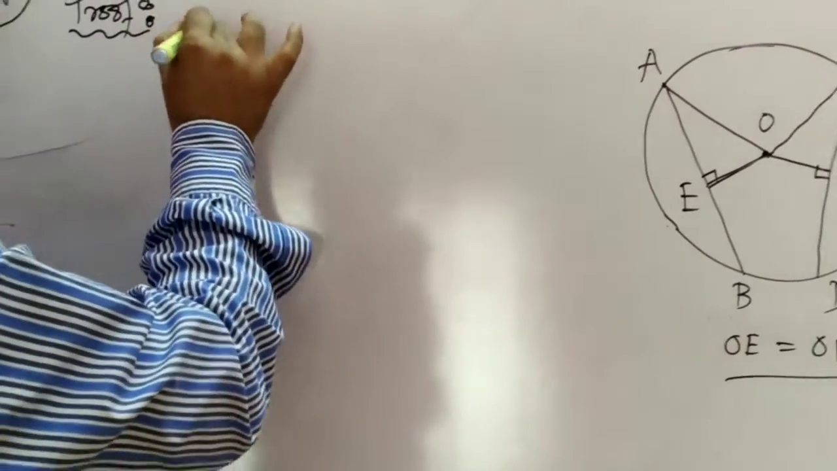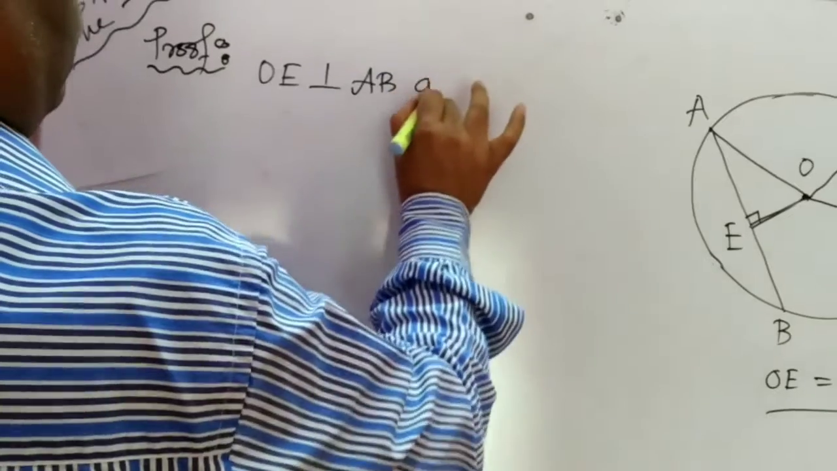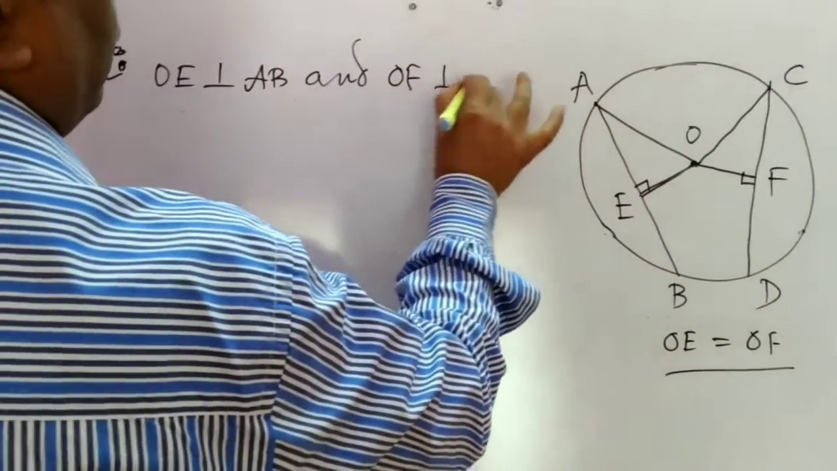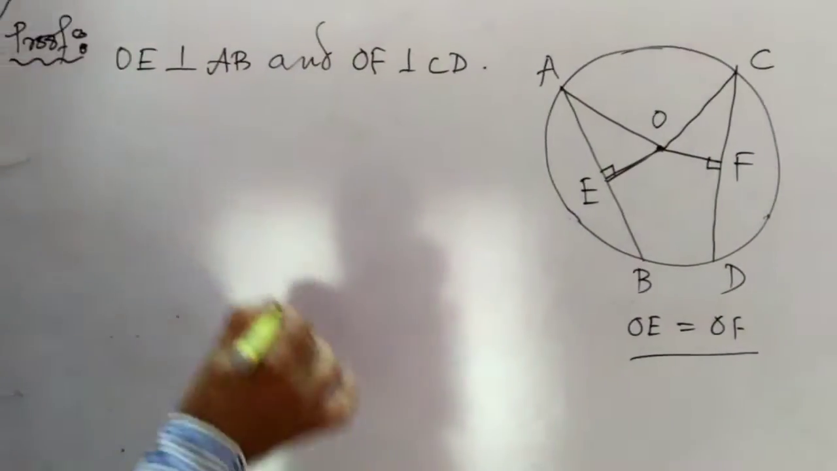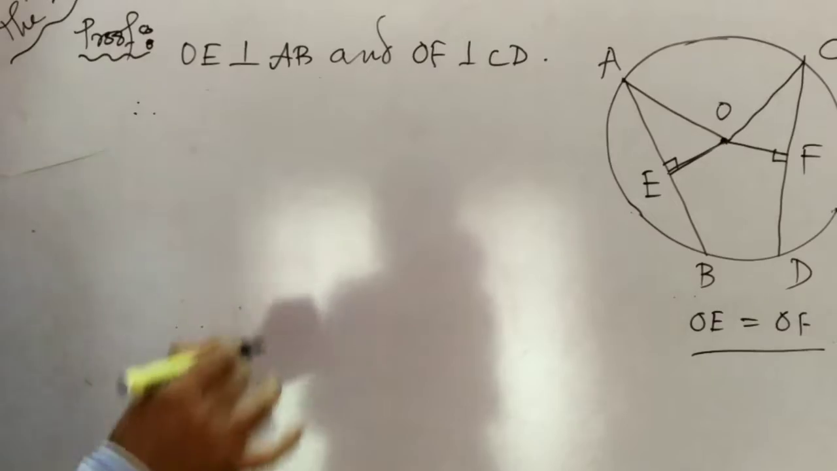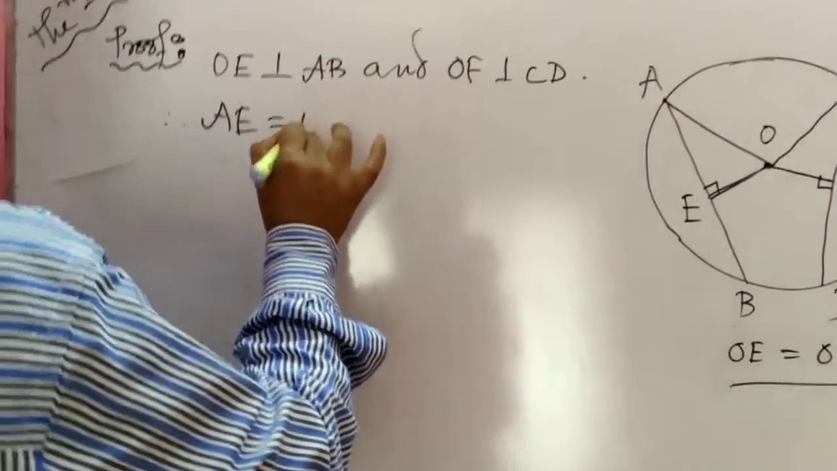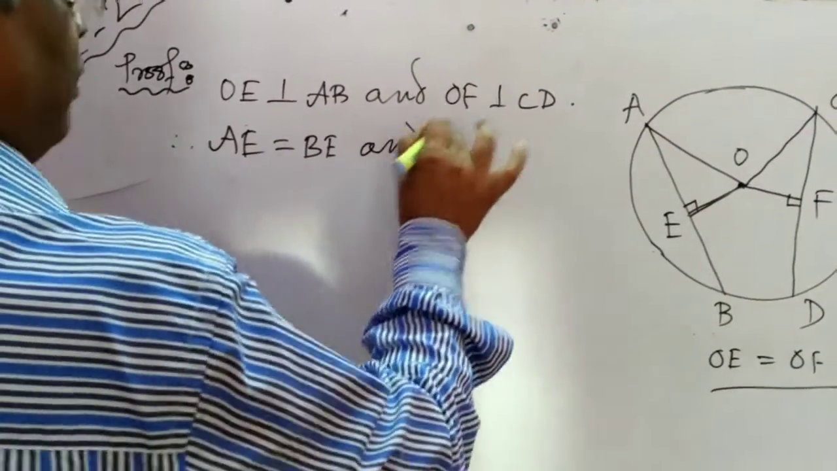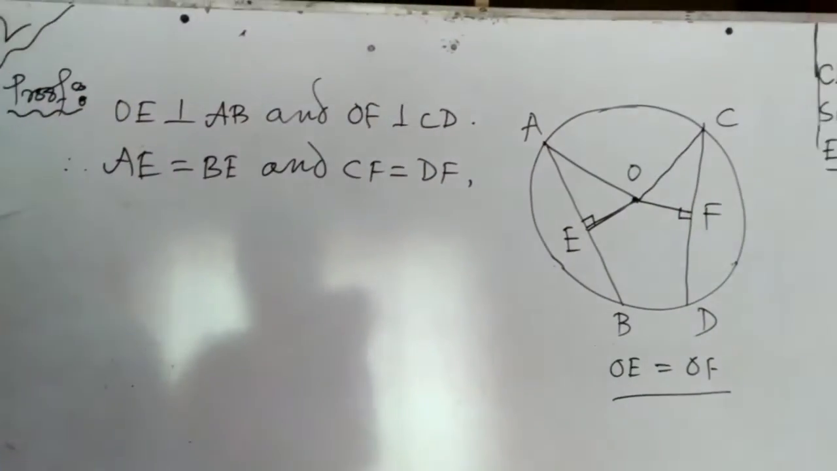Proof: OE perpendicular AB and OF perpendicular CD. Therefore, AE equals BE and CF equals DF. কিভাবে?